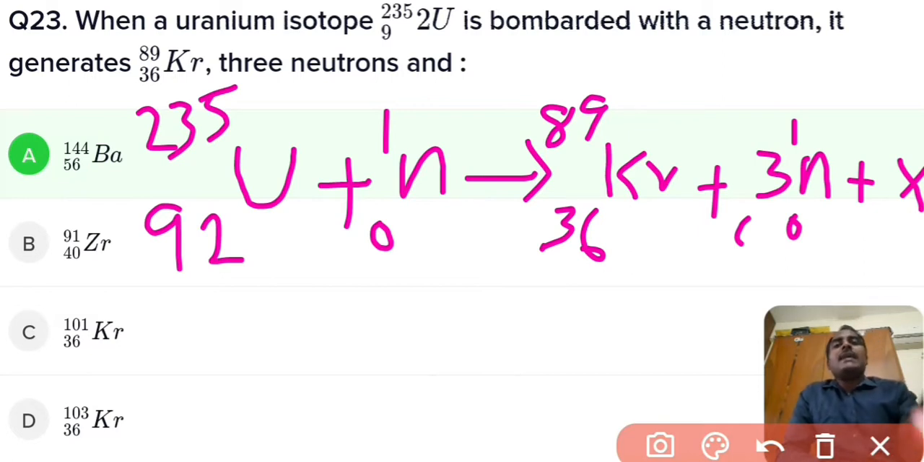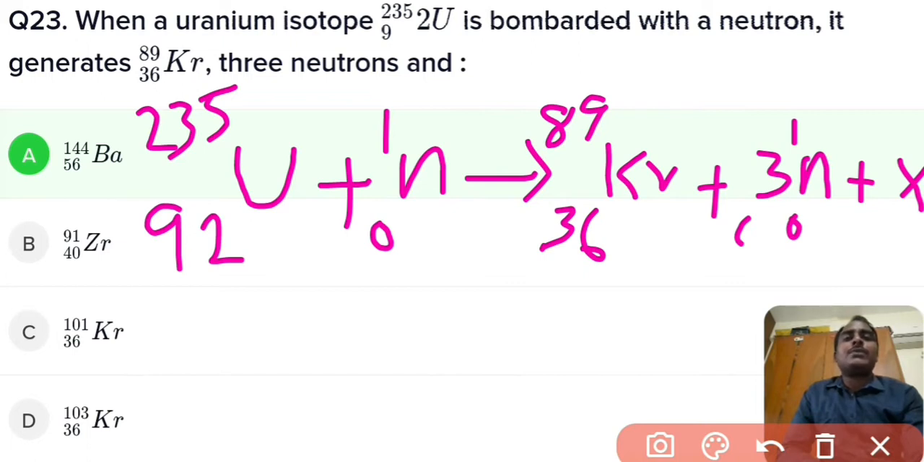So on the left side, the atomic number 92 is there and 0 for neutron. So the total atomic number on the left-hand side is 92. And on the right-hand side it should also be 92. For that, here krypton has 36, plus neutron doesn't have an atomic number.